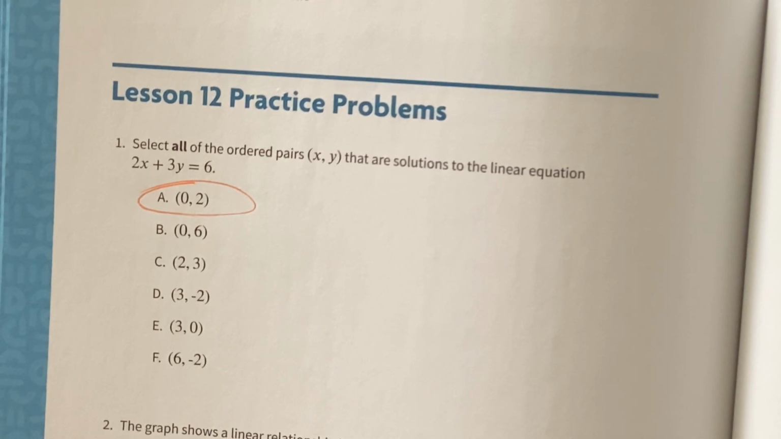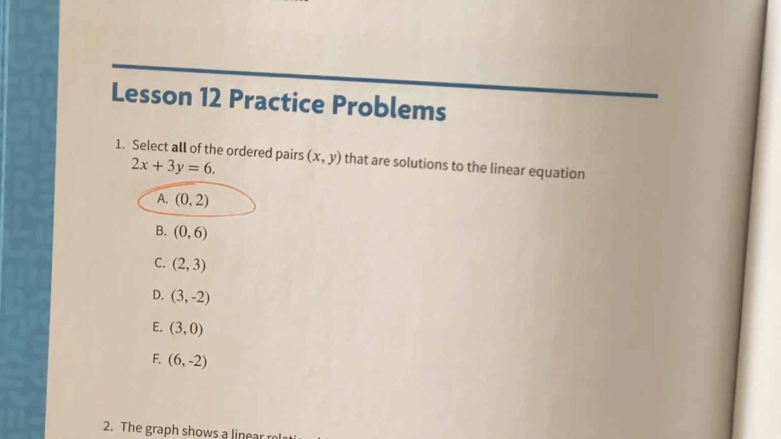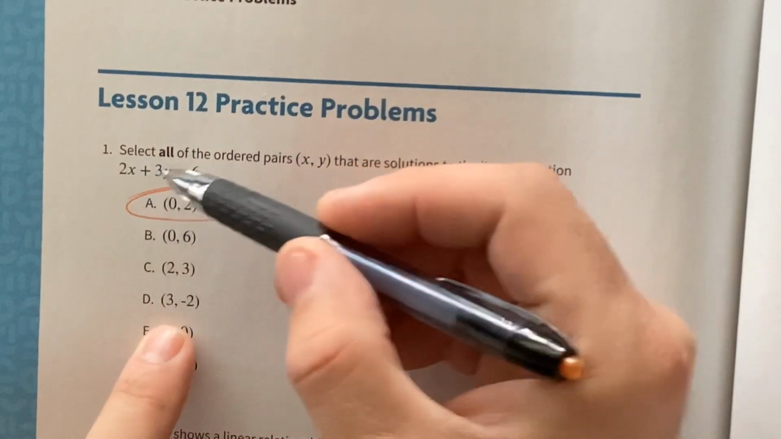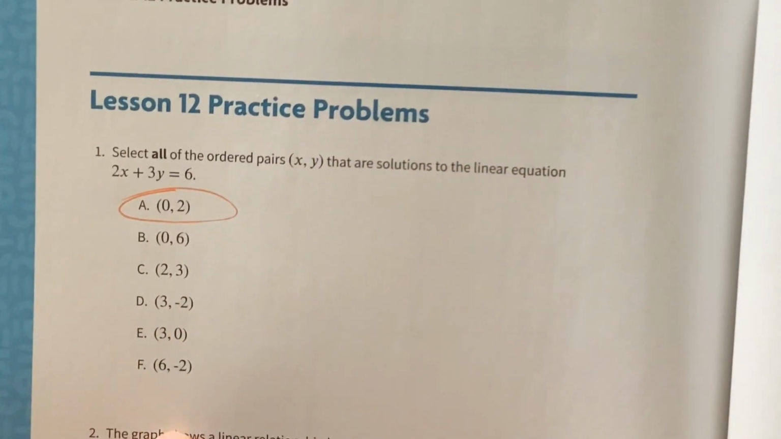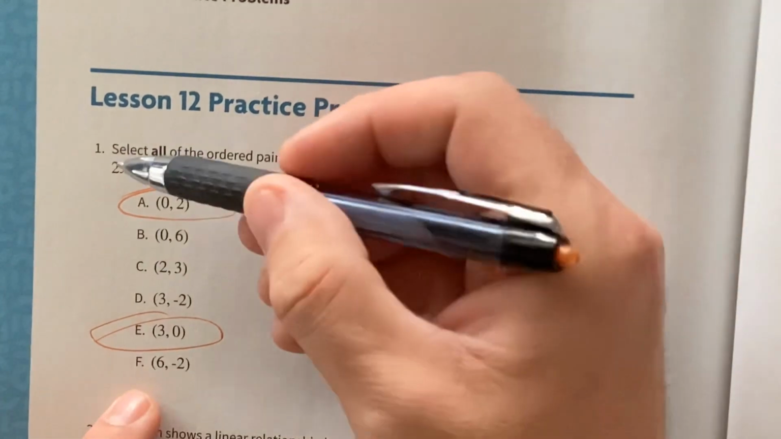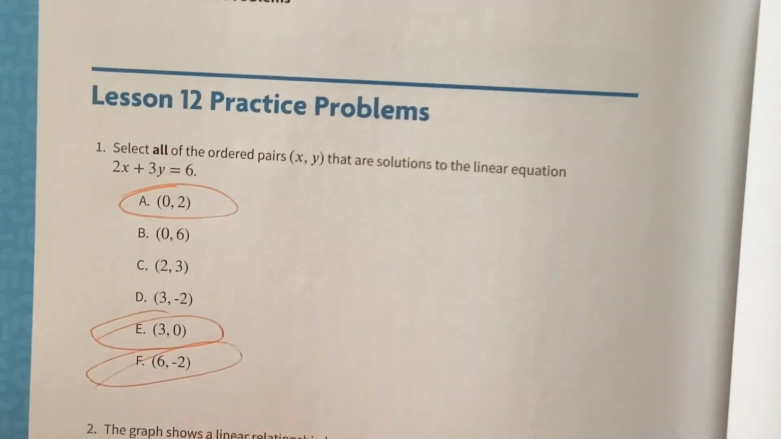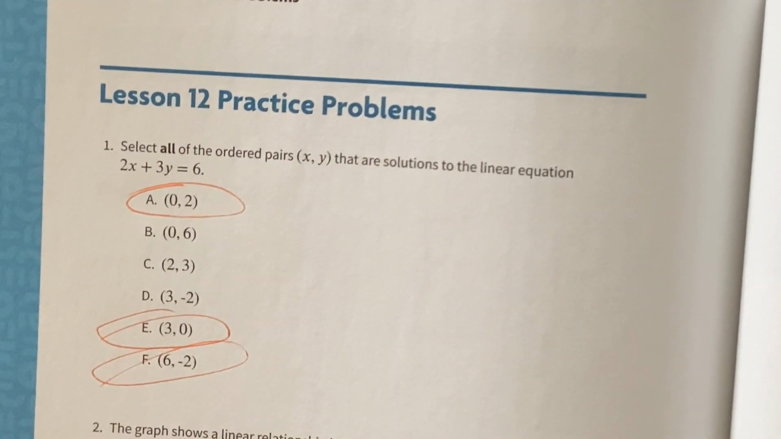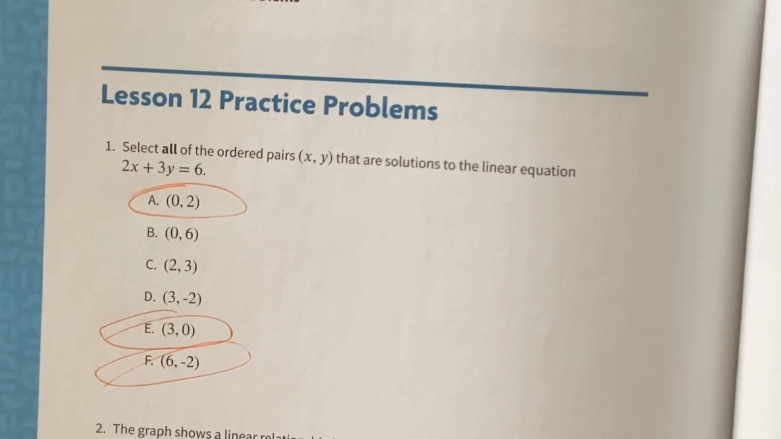2 times 2, 3 times 3, that'd be 4 and 9. 4 and 9 add up to 6? No. This would be 6 and negative 6. That doesn't work. 2 times 3, 3 times 0. That works. 12 minus 6 works as well. Plugging it in, pretty simple. No calculator needed on that one.